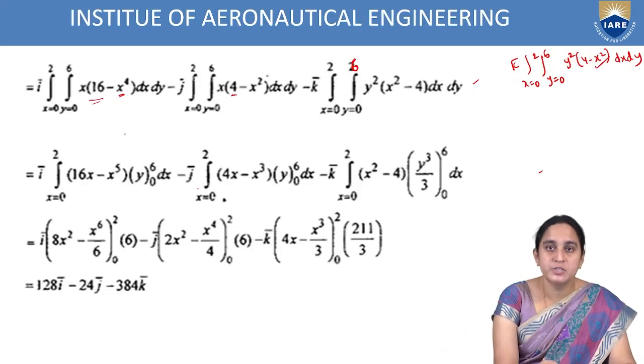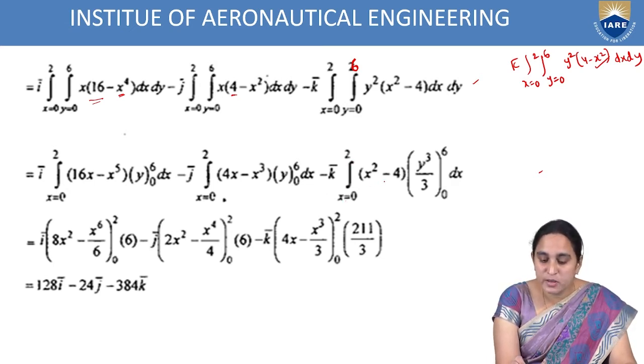Minus j bar into the integral of x from 0 to 2. Here also I'll multiply x inside the brackets, that is 4x minus x cube. With respect to the y integration, this is the constant, so the integration of 1 with respect to y is y, and the limit points are 0 to 6 dx.